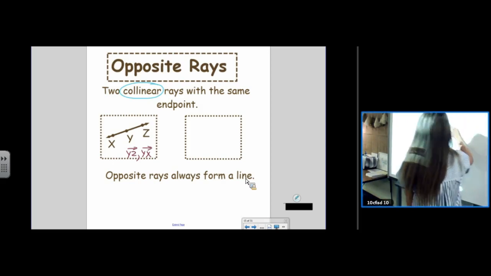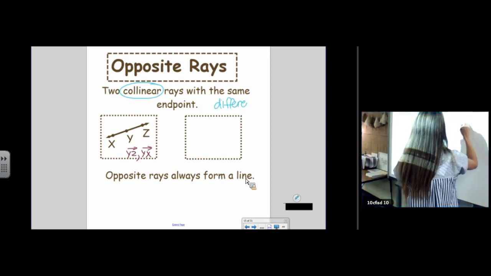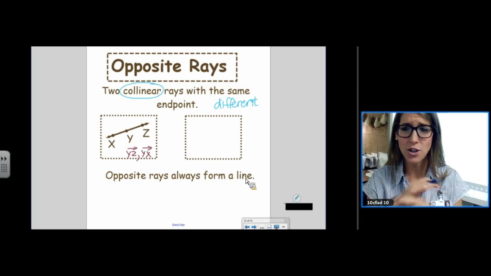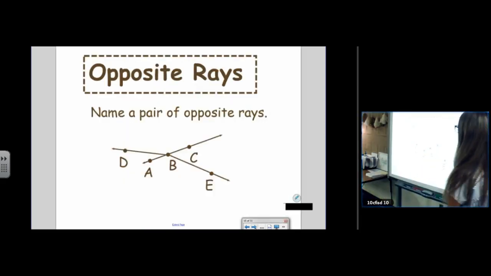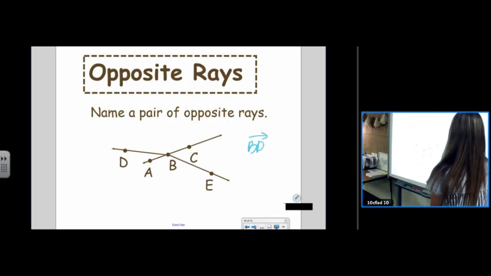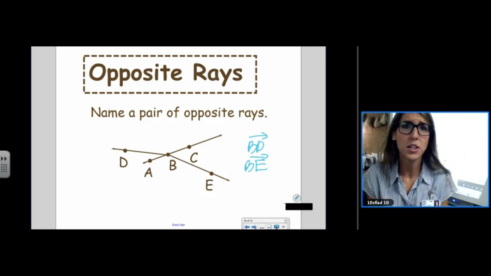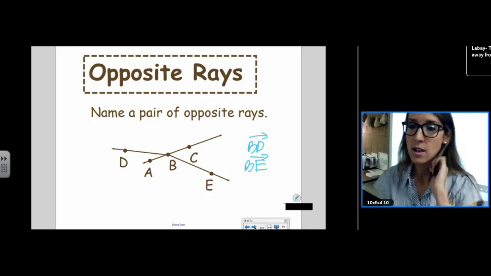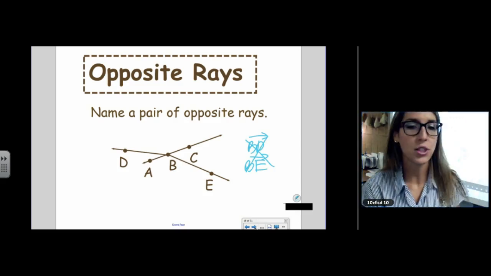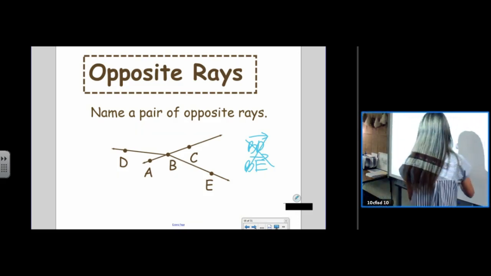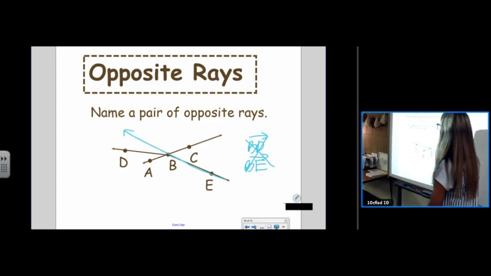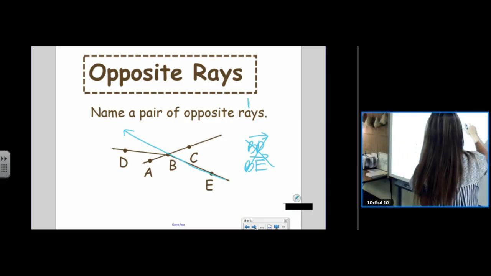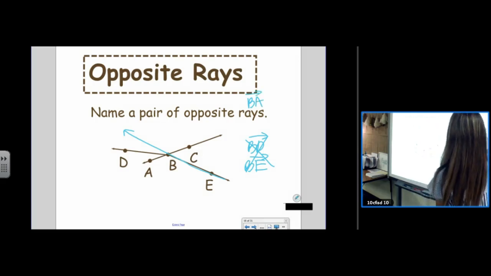Is the word opposite and the word different, are those the same word? Some people use those interchangeably, but opposite and different are not the same word. So in my picture right here, ray BD and ray BE, those are going in different directions. Are they going in opposite directions? No. See the difference? These are not opposite rays. Going in different directions is not the same as going in opposite directions. Opposite rays need to form a line, and BE and BD do not form a line. So the only correct answer would have been ray BA and ray BC.